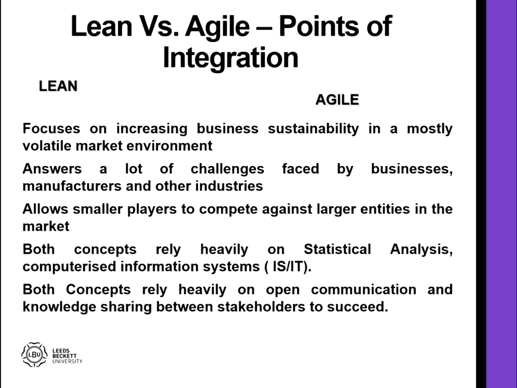So lean and agile focus on increasing business sustainability in a mostly volatile marketplace. So the market changes, and you've got to be, as a company, able to adapt to it and keep up to date. And a lot of challenges faced by businesses, manufacturers and other industries allows smaller players to compete against larger entities in the marketplace. Yeah, I suppose so.